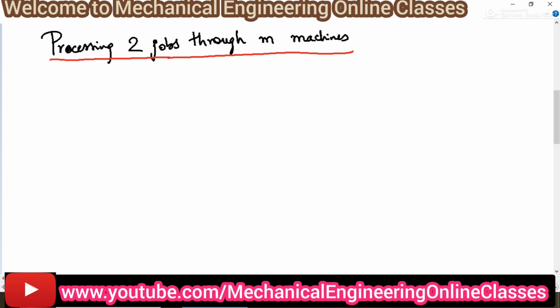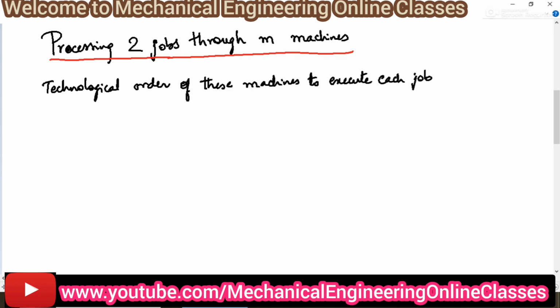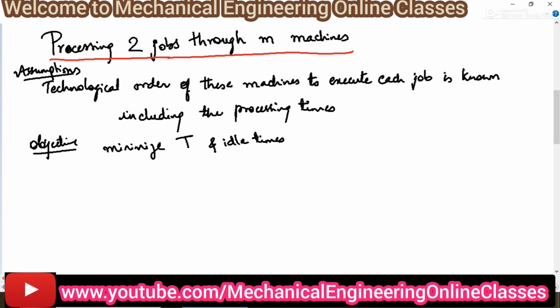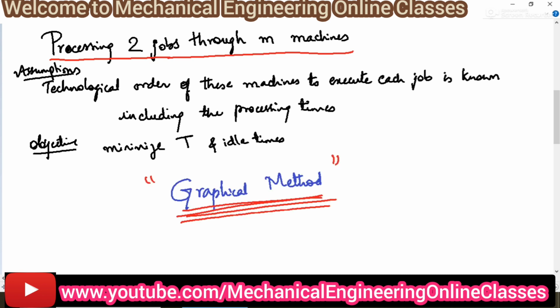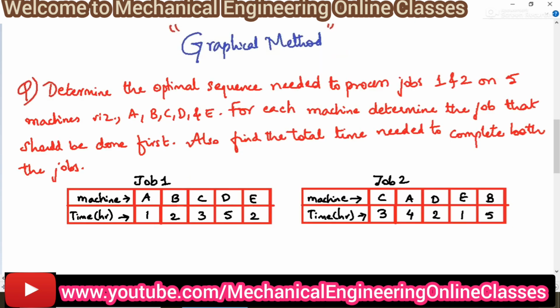Before going ahead to solve the problem, let us see the assumptions. The first assumption is that the technological order of these machines to execute each job is known, including the processing times. And the objective is to minimize the total processing time T and the idle times of machines and jobs. In order to solve these kinds of problems of processing 2 jobs through M machines, we use the graphical method. Let us now solve a problem.